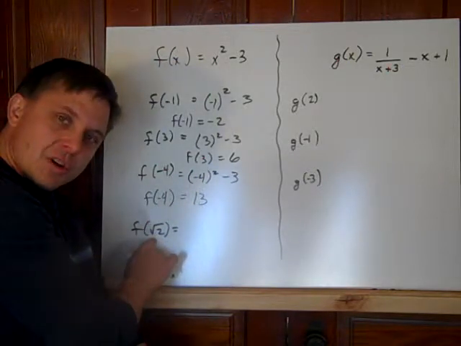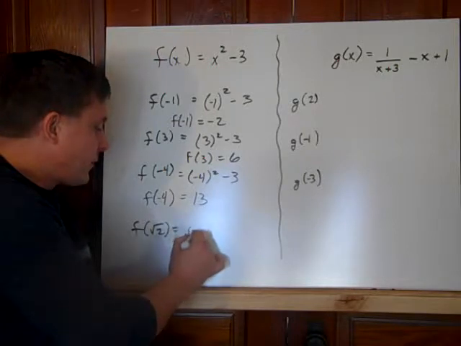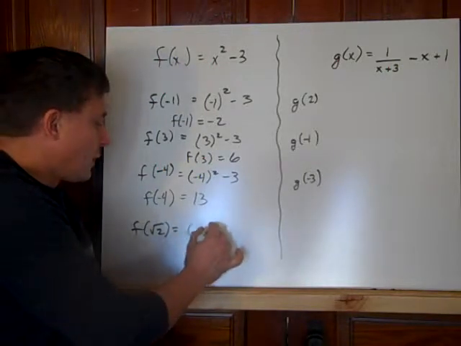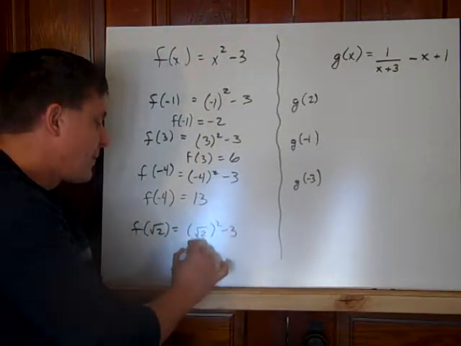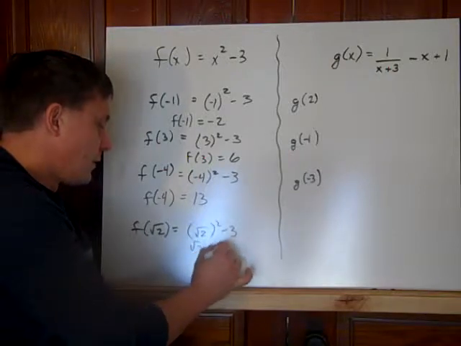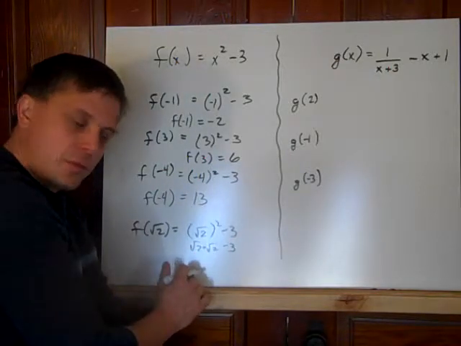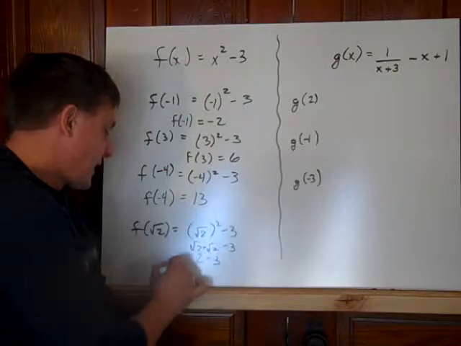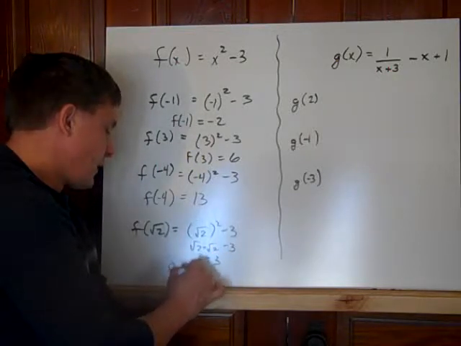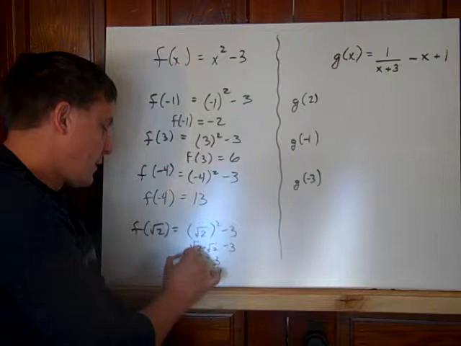Sticking with our radical discussion with exponents and whatnot, I don't have to have it be clean. Square root of 2, quantity squared minus 3. Remember, that means square root of 2 times square root of 2. That's my cat saying he approves of what I'm doing. 2 minus 3, and I get f of square root of 2 equals negative 1.